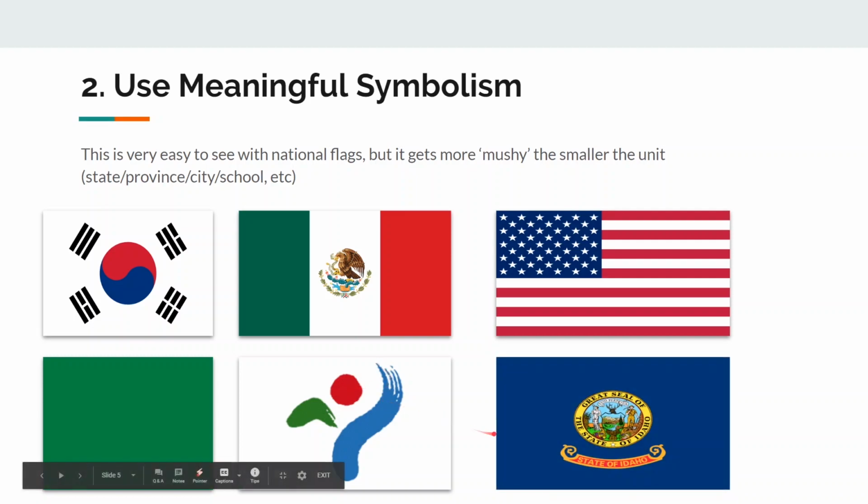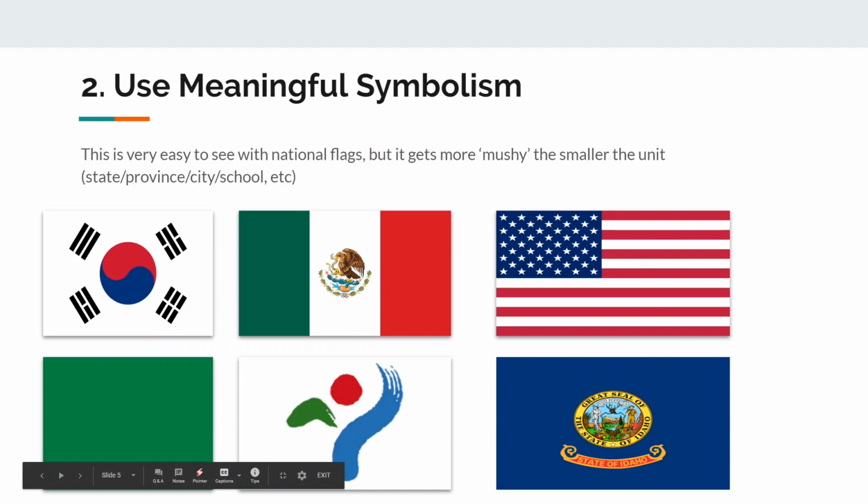This flag is from where I went to university, in the state of Idaho. This has a lot of things on it. It has the seal of Idaho on their flag, which breaks another rule. But a lot of these symbols don't hold particular meaning. They're just kind of there because that's what you're supposed to have.